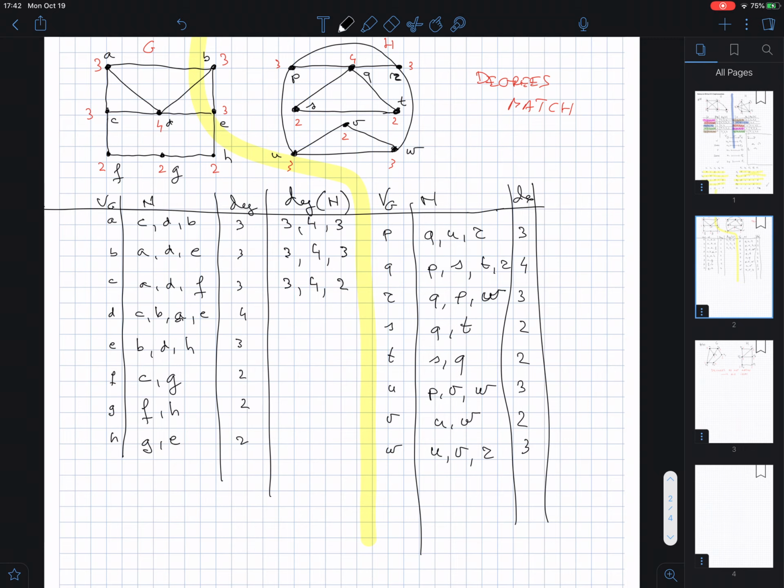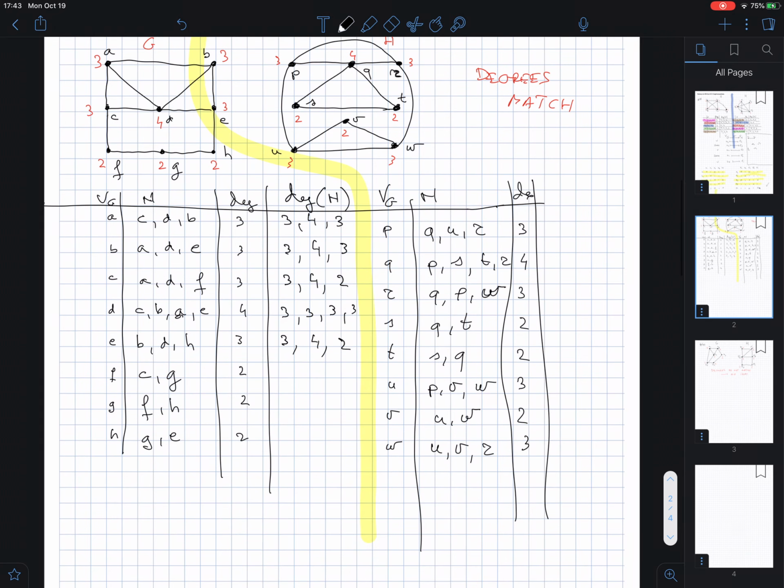The neighbors of D: C has degree 3, B has degree 3, A has degree 3, and E has degree 3. Oh, they all have degree 3. The neighbors of E are B, D, and H. The neighbors of F, C, G. The neighbors of G, F, which has degree 2, and H also has degree 2. And then the neighbors of H, G has degree 2, and E has degree 3. Okay, that's the patterns I get.